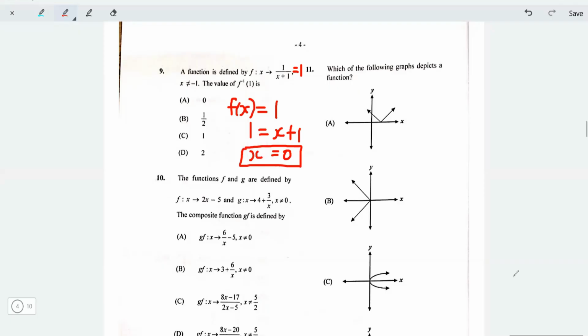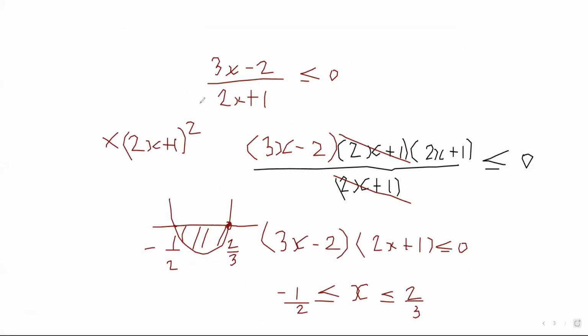Now let's do method 2. Method 2 is if you wanted to actually find the inverse. So we have f is equal to 1 over x plus 1. To find the inverse, we know that we interchange x and y. So we can say x is equal to 1 over y plus 1.